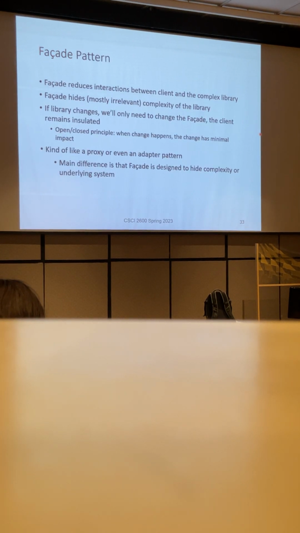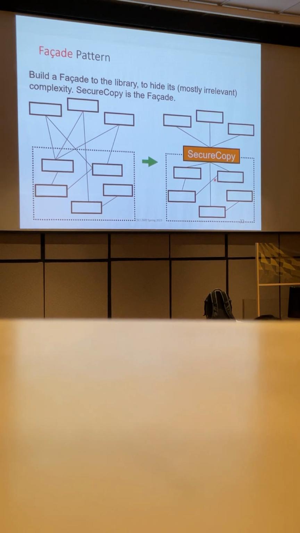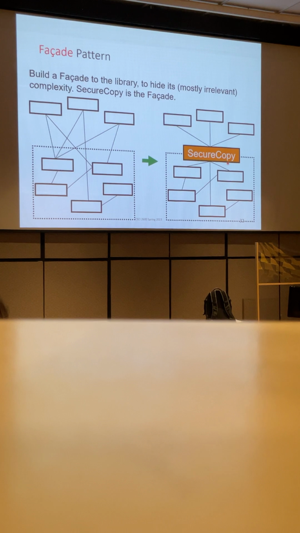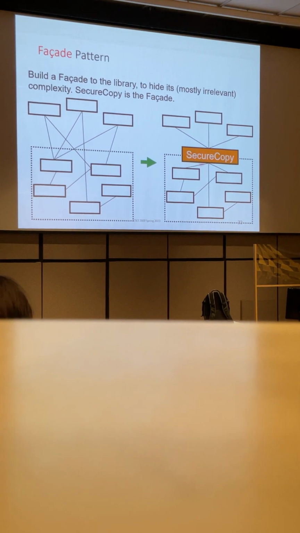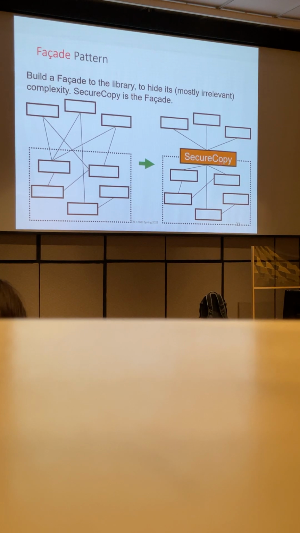Right, so facade reduces the interactions between the client and the complex library. So basically the goal of the facade is to present a simplified view of some library. There is an additional advantage: if this underlying library changes, then we only need to update our facade, and the client doesn't need to be modified.